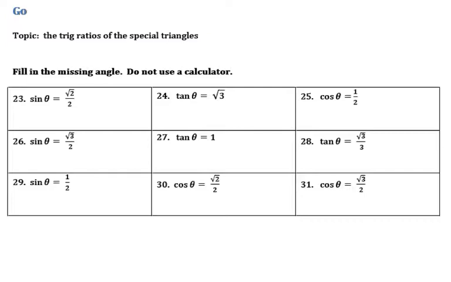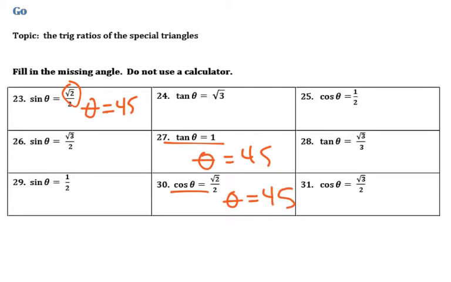Okay, now in these ones, finding the missing angles, well, we figured out last homework that these stood for something. So when we're dealing with the square root of 2, we should know that that's a 45-degree angle. Okay. When we're dealing with 1, that's a 45-degree angle. This was also a 45-degree angle.